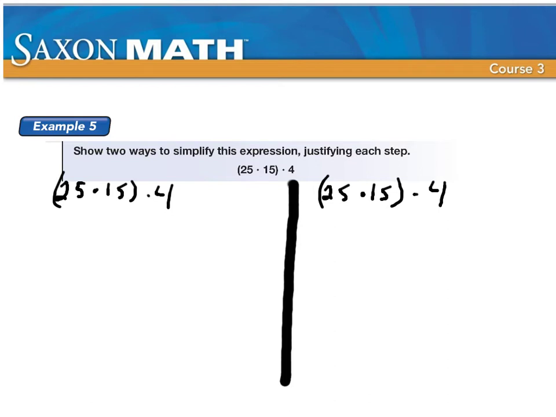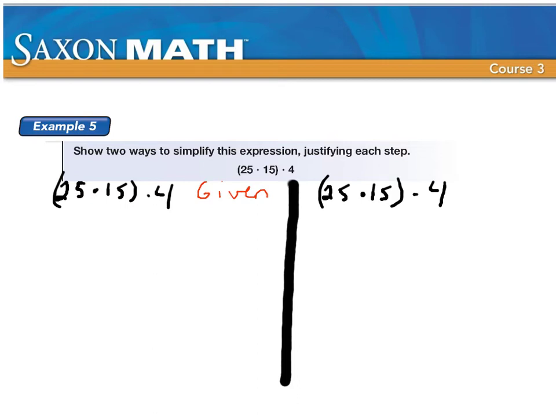Okay, it says justify each step. So since it says 2 ways, I put this little dividing bar in the middle. And we're going to show you 2 different ways to solve this. Okay, when we justify each step, that means write in words why you were able to do what you did. Okay, so the problem is 25 times 15 times 4. Well, all I did was rewrote the problem. So when I justify that, that's what I was given. Okay, so that is what I was given. Alright, now I could just solve this the exact same way, okay, that it shows it. That is one way that I could go about this.